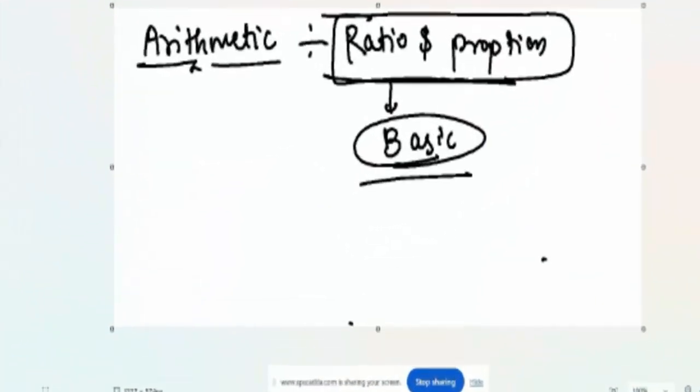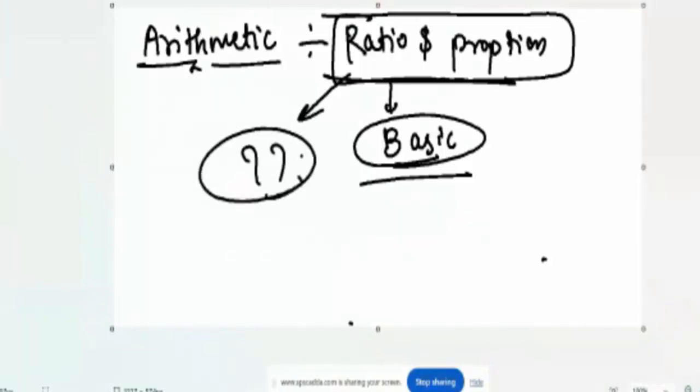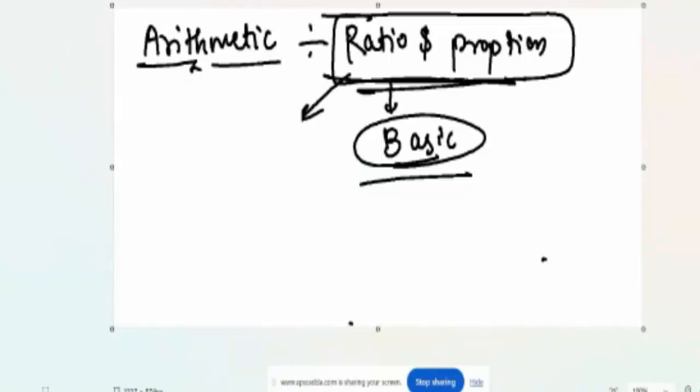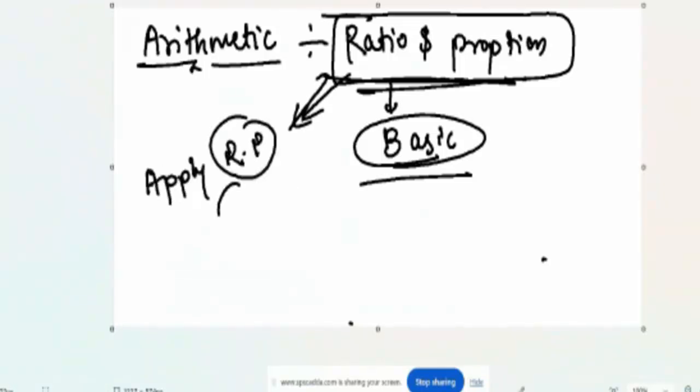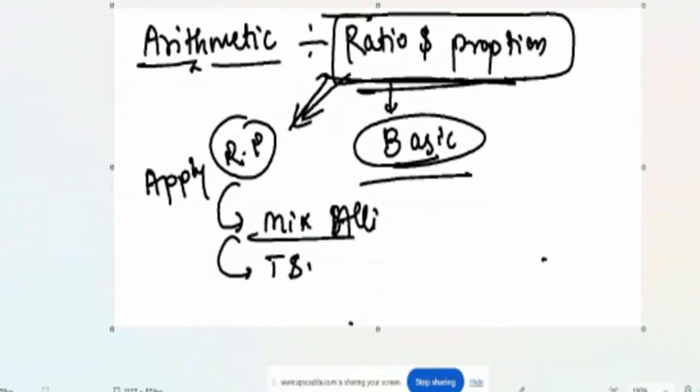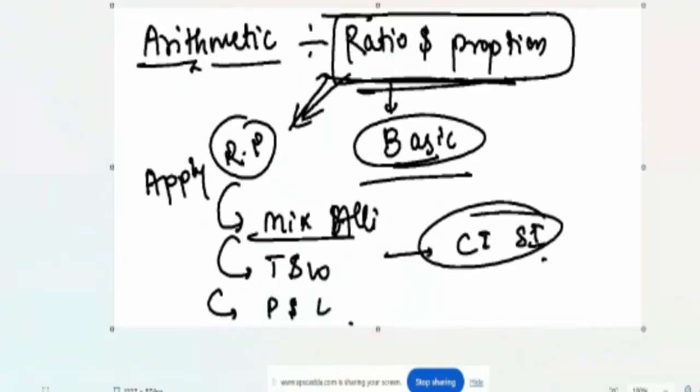So I was talking about this basic chapter, which is ratio and proportion. Why am I picking this chapter? First, this question is going to arise in your mind, so let me explain why I'm going to start from this chapter. This is the basic chapter of mathematics, correct? When you know how to apply ratio and proportion, you can easily solve mixture and alligation. You will be able to solve time and work, profit and loss, and CISI, correct? So a single chapter will build the concepts of all the remaining chapters.